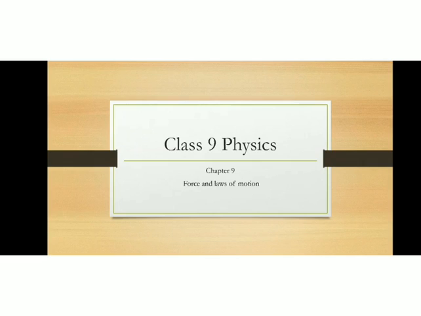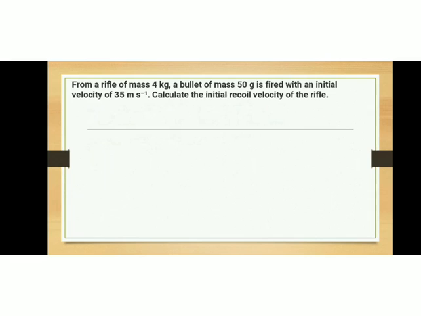Okay, children. So let's get started with today's session. Let's discuss the numericals of this chapter. This is the first numerical that we are going to discuss today. From a rifle of mass 4 kg, a bullet of mass 50 gram is fired with an initial velocity of 35 meters per second. Calculate the initial recoil velocity of the rifle.